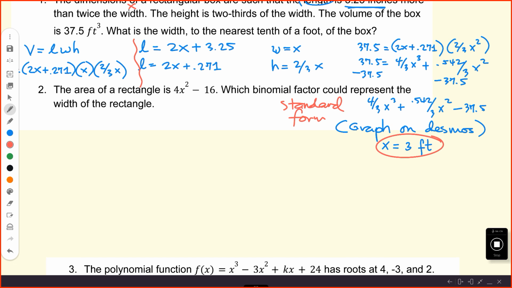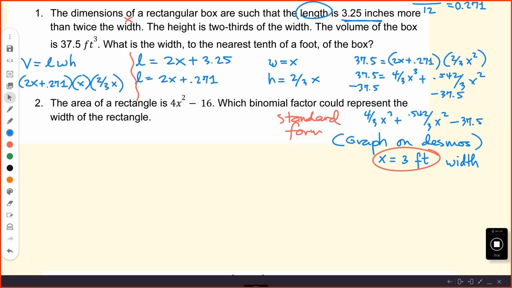And we know this is the width, right? This is the width of the rectangular box. Because we're asked to solve for the width, once we have the x value, we represent that as the width. So that's the answer. We don't have to plug it back into the equation. Okay? That's the answer. Any question?